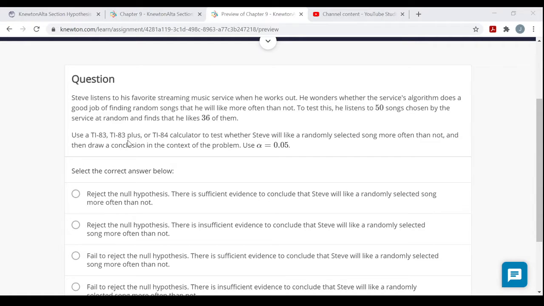Use a TI-83, 83 Plus, or 84 to test whether Steve will like a randomly selected song more often than not, and then draw a conclusion in the context of the problem using a significance level of 5%, alpha equals 0.05. I'm going to write down all the information we got here, and I'll pull this calculator up later.